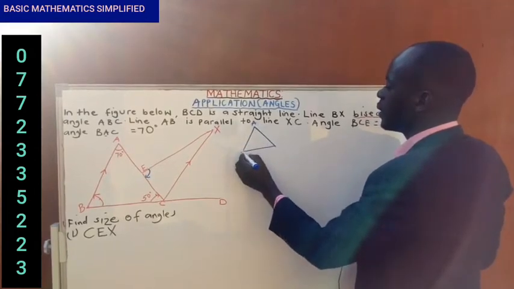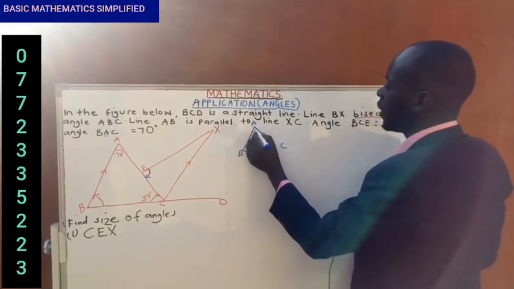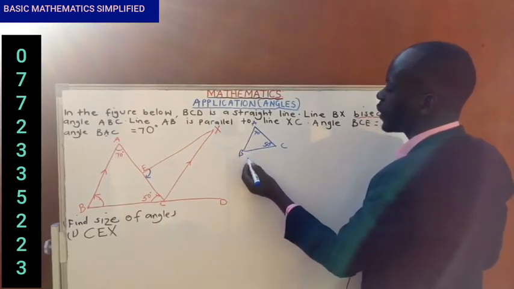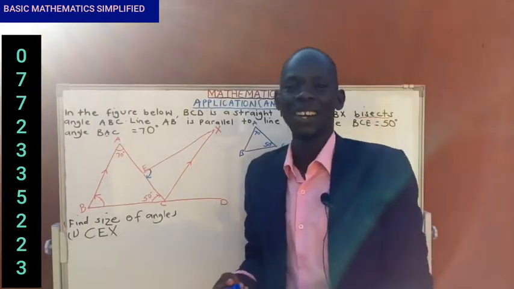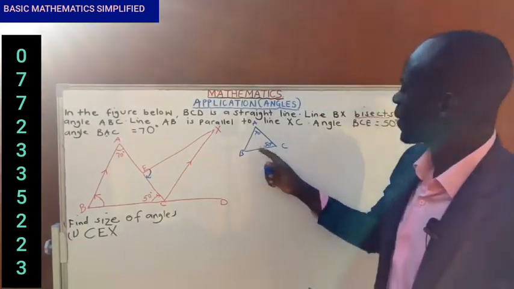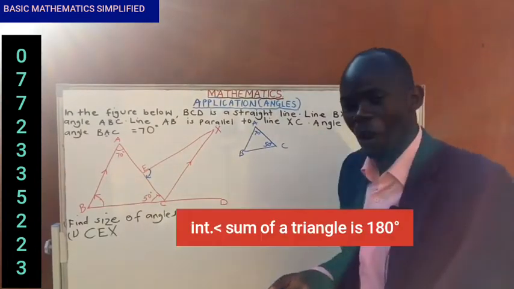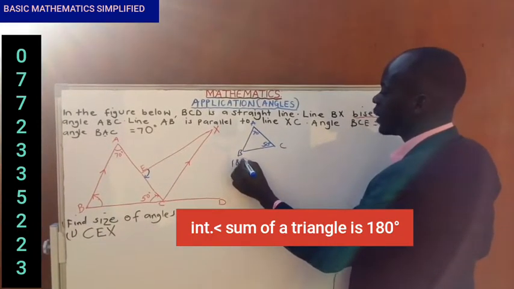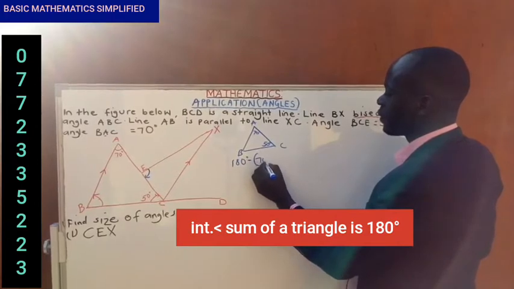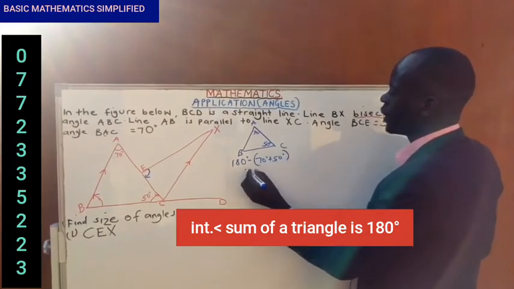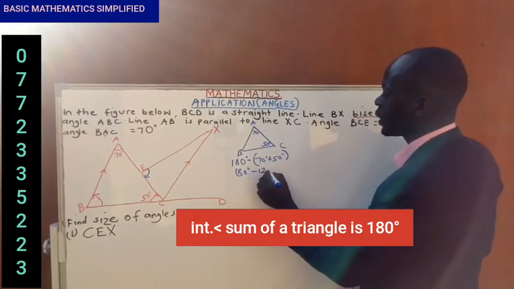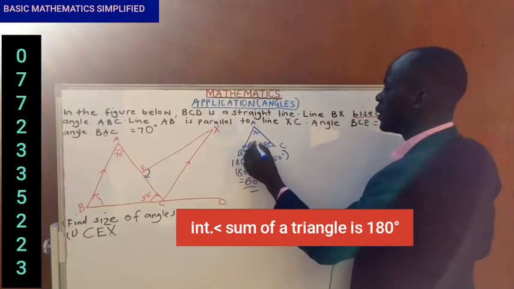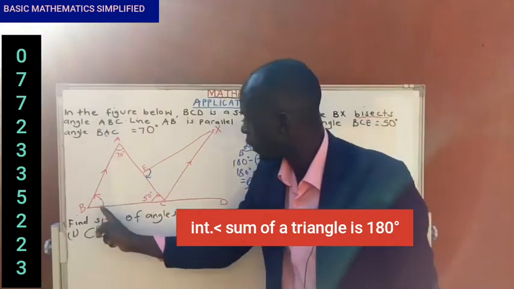You will realize that you have something which looks like this. This is A, this is B, this is C. Here is 70 degrees, here is 50 degrees. Now, what about here? Remember the angle property in a triangle, very simple from primary 4 class. Interior angles of a triangle add up to 180 degrees. So 180 degrees minus 70 degrees plus 50 degrees, so 180 degrees minus 120 degrees equals 60 degrees. The whole of this angle here is 60 degrees.